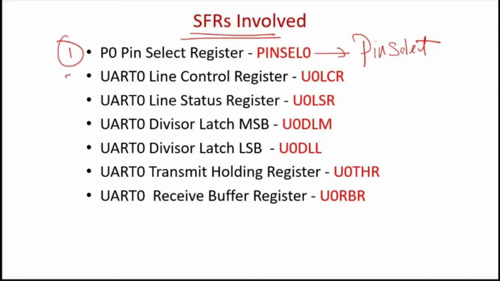The second special function register is U0, which stands for UART0. For UART1, you have to put U1. That's all. The second function is called line control register, LCR. Line control register, I will just write it for your understanding, is something similar to your SCON SFR of your 8051.